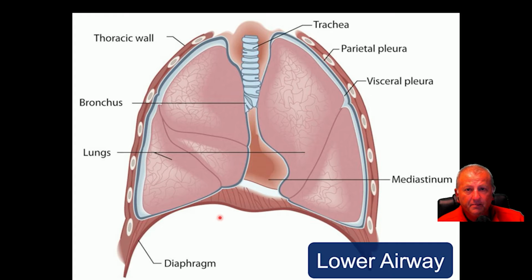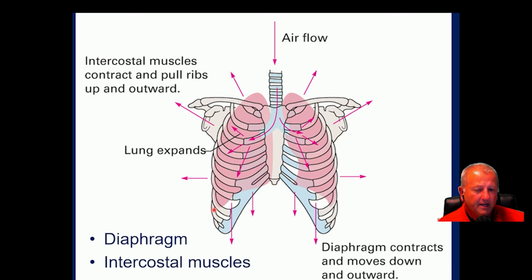We have the intercostal muscles that will follow the diaphragm. The intercostal muscles are right here. They're in between the rib cages, and they help to contract. So the diaphragm contracts, your intercostal muscles contract, the diaphragm contracts and moves down and outward. It allows your lungs to inflate. It allows air to come in, 21% oxygen. It creates a vacuum.